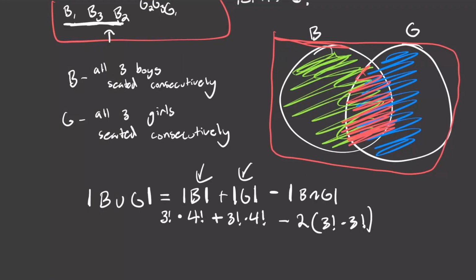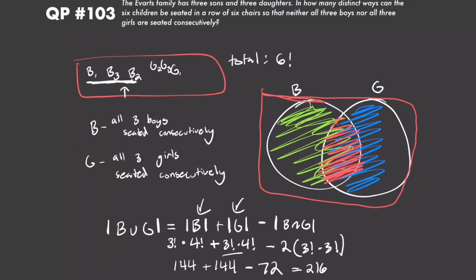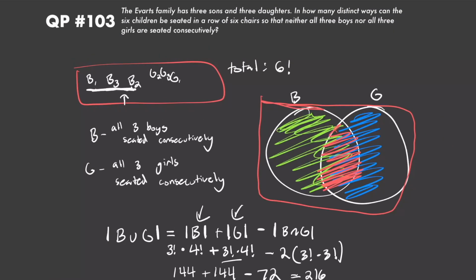So to calculate it, I know 3 factorial is 6 and 4 factorial is 24. 6 times 24 is 144. And then we have that again over here. So I'll add 144. And then we have 2 times 3 factorial squared, which is going to be 2 times 36, which is going to give us 72. So that ends up equaling 216 combos where either all 3 boys are seated consecutively or all 3 girls are seated consecutively. And now we just need to subtract that from our total to get the number of combos where neither of these are true. So we take 6 factorial, which is going to be 720, and we just subtract off 216, and that'll give us 504.